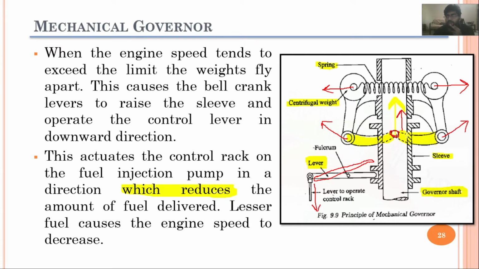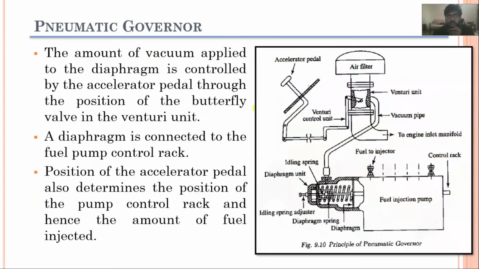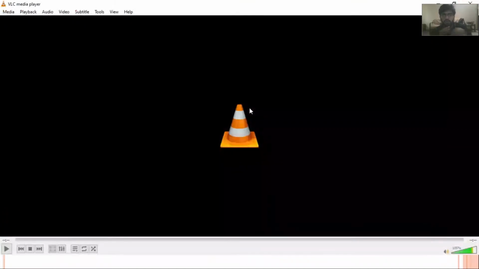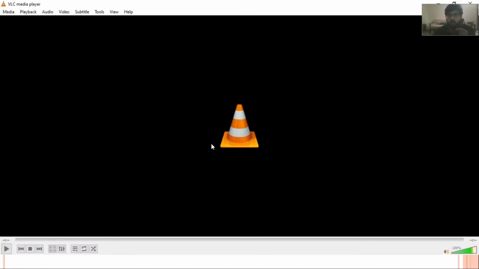And when the engine speed decreases, these flyweights which have moved away from each other will now come towards each other, since the engine is operating at lower speed and we now have lower centrifugal forces. So this spring will bring back these centrifugal weights towards each other. So I hope it is clear. Now I will show you the video of the mechanical injection of the mechanical governors. Let's start.